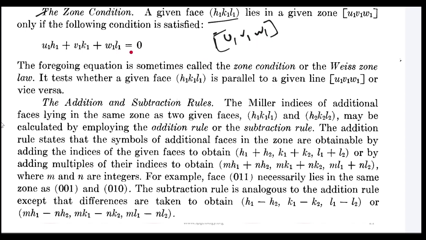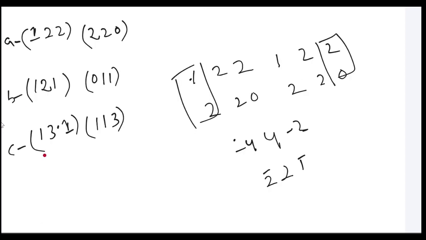Then they must satisfy this condition. So the condition is U1 H1 plus V1 K1 plus W1 L1 should be equal to 0. So this is the zone condition. If a face is in a zone, then it must satisfy this condition. You can check here. This is the zone axis, and these faces are in a zone.